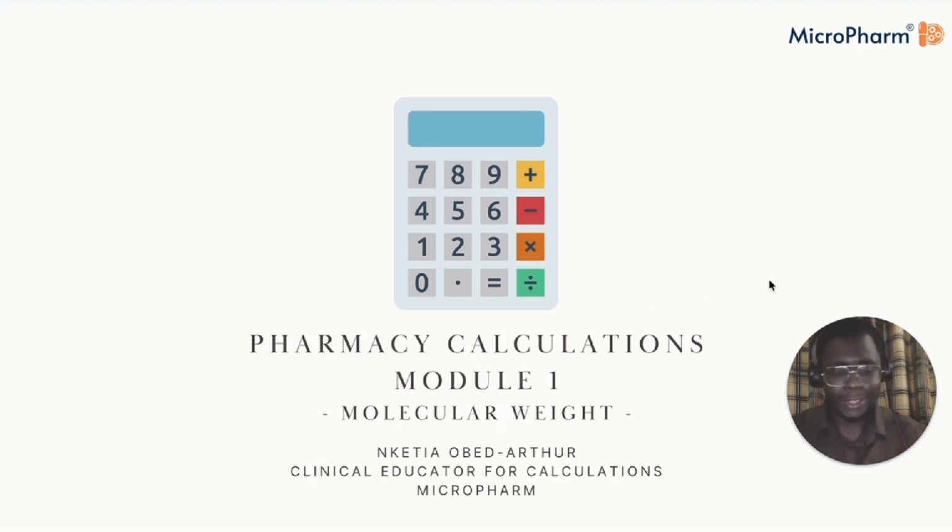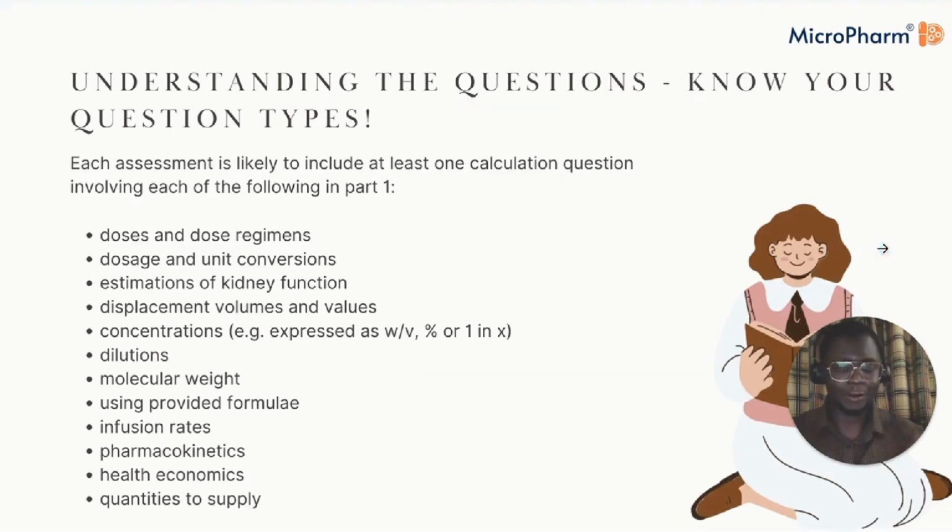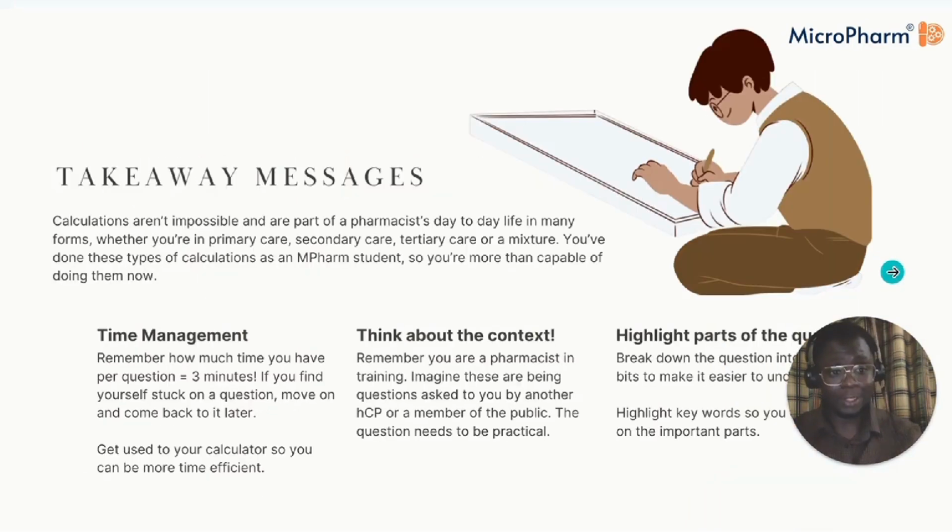But before I get into the nitty-gritty of it, again, I want to remind all of you that your success as far as the calculations component of the registration assessment goes all comes down to understanding the questions. Know your question types. Remember that each assessment is likely to include at least one calculation question involving each of the following in part 1. I also want to remind all of you that calculations aren't impossible and they are part of a pharmacist's day-to-day life in many different forms, no matter whether you're in primary, secondary, tertiary care, or even cross-sector.